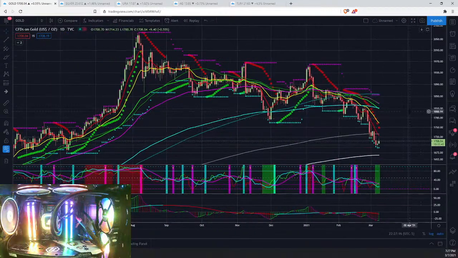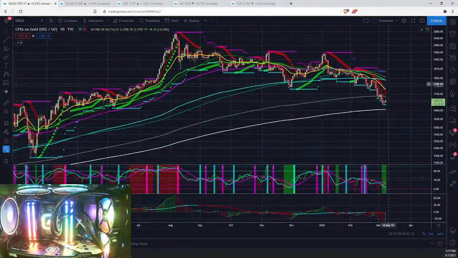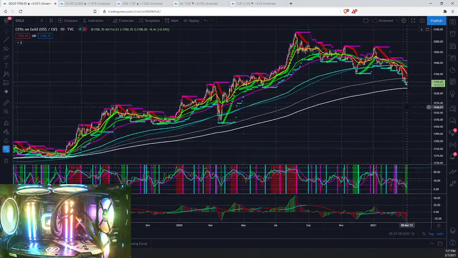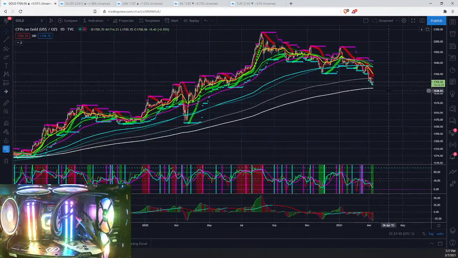Now look at right here. The 200 simple in dark blue is now flat, slightly going to the downside. And the 200 exponential, the bright blue right here, is definitely pointing to the downside. So as long as we are underneath the 200 exponential and the 200 simple and the slope is to the downside, that's super bearish to me. That looks terrible. That's basically bear market status.